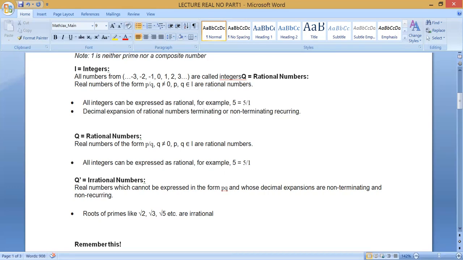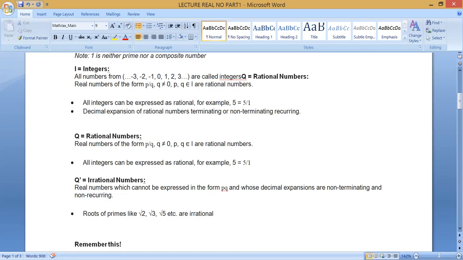Now rational numbers can be represented in decimal form. The decimal expansion of rational numbers is either terminating or non-terminating recurring. This you have studied in the 9th class, decimal expansion.